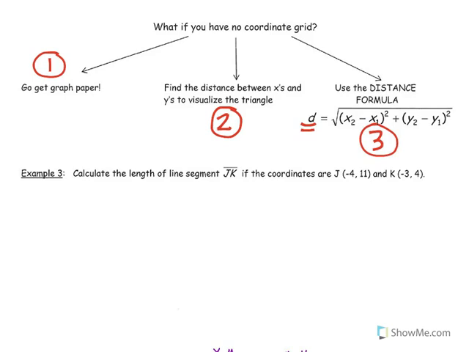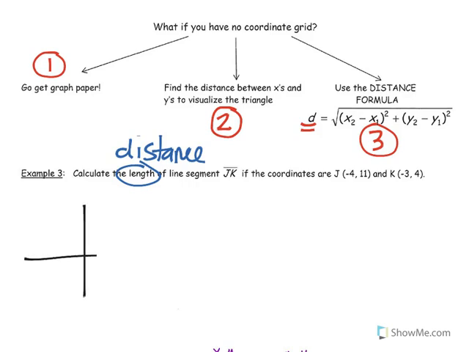It says calculate the length of the line segment JK, if the coordinates of J are negative 4, 11, and K are negative 3, 4. So we're finding the length. Remember, the length is the same thing as saying the distance. I actually just want to visualize this.